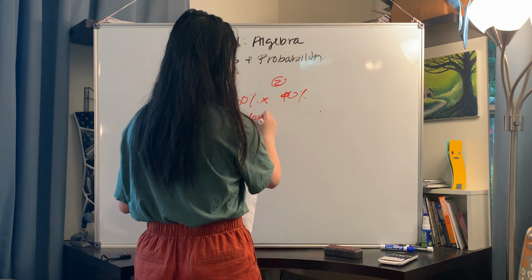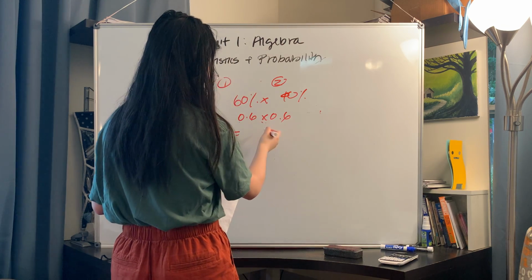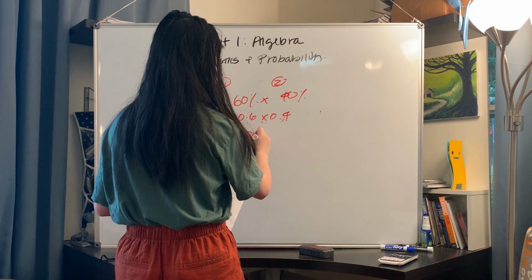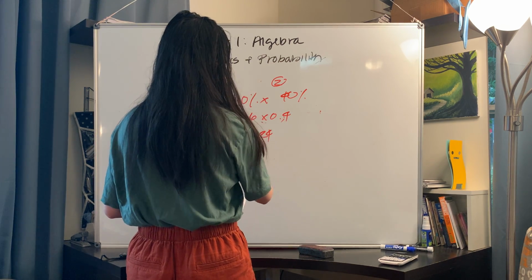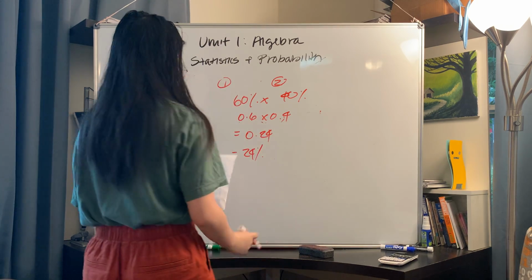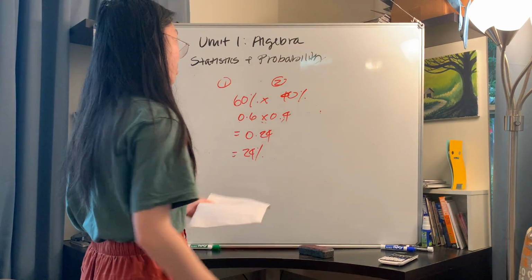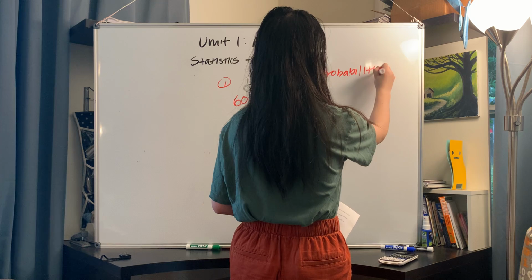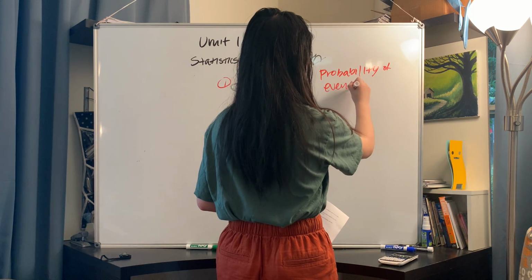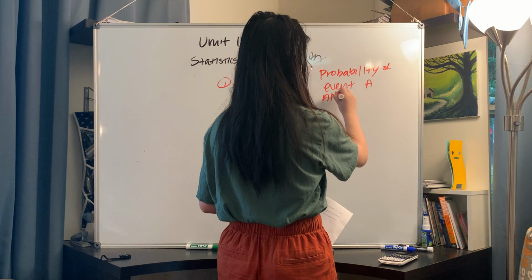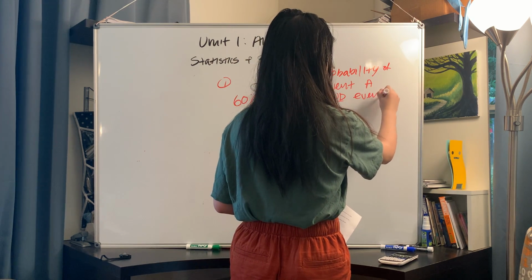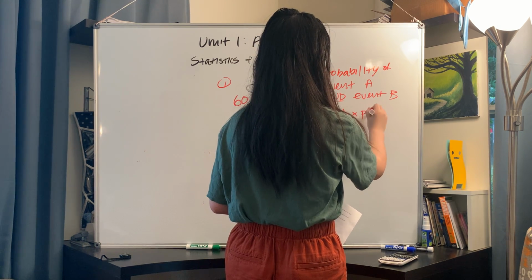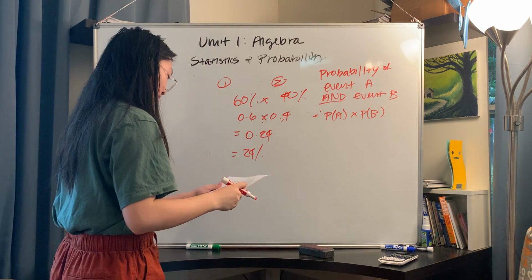We get 0.6 times 0.4. That's equal to 0.24 or 24%. So when you're doing these kind of problems with 2 events, the probability of event A and event B is equal to the probability of A times the probability of B. So that's for number 9.